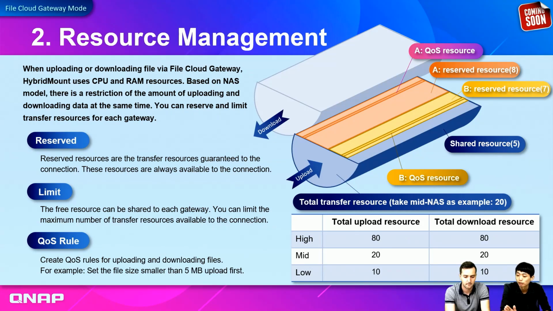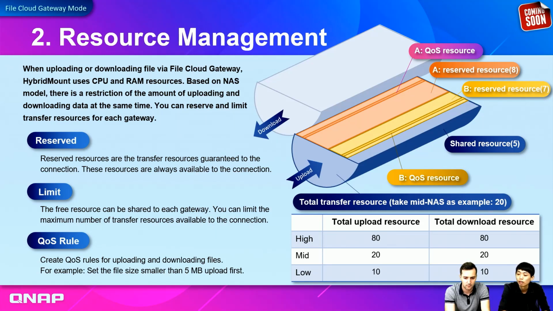So for example, we take the middle NAS as an example. The total upload resource is 20. Right. And we can arrange reserved resources for a connection. We assign 8 resources to A, and we assign 7 resources to B, which means the A connection can upload 8 files at the same time, and the B connection can upload 7 files at the same time. And there are some resources which are not assigned. We call it shared resource, which can be shared by the A connection or the B connection.